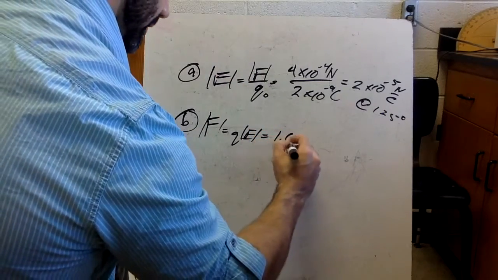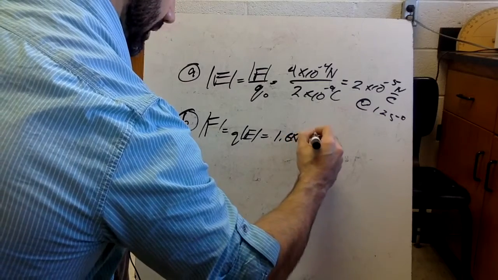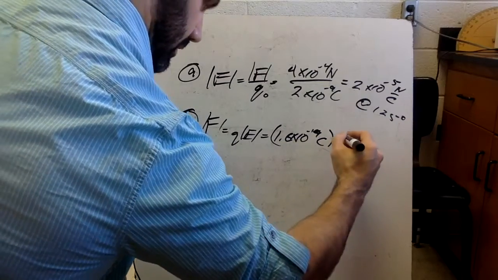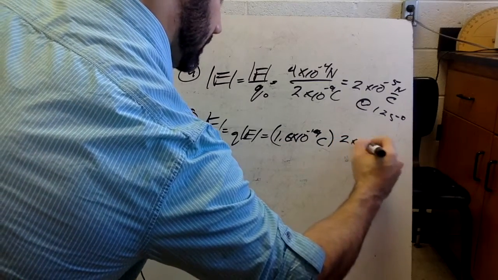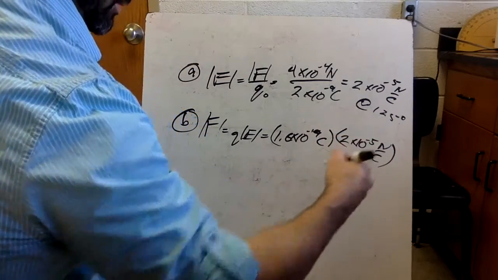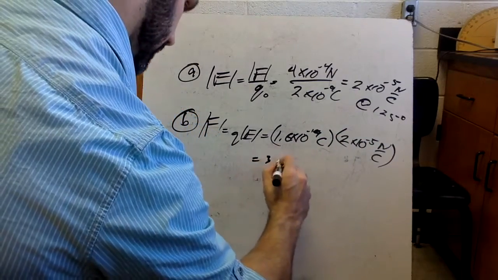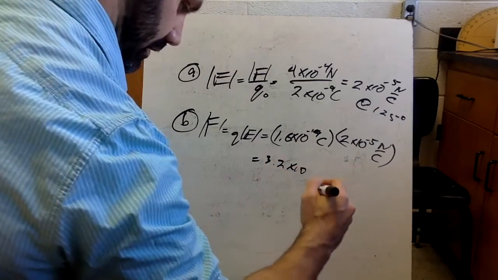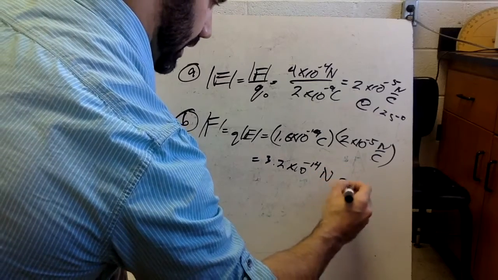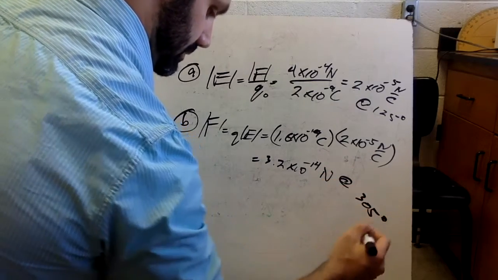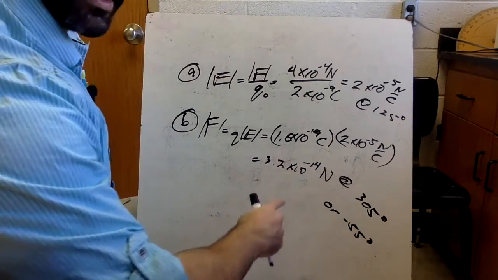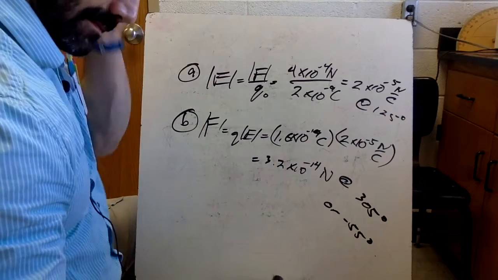And the Q now is 1.6 times 10 to the negative 19th coulombs times 2 times 10 to the negative 5th newtons per coulomb. Look at how the units work out. The coulombs cancel, and we're left with 3.2 times 10 to the negative 14th newtons. And this would be at 305 degrees, or negative 55 degrees, because since this is negative, the direction is going to be opposite as before.